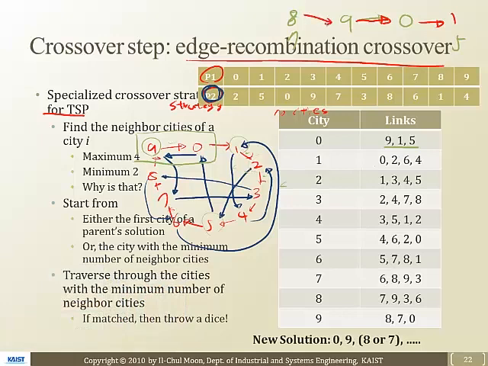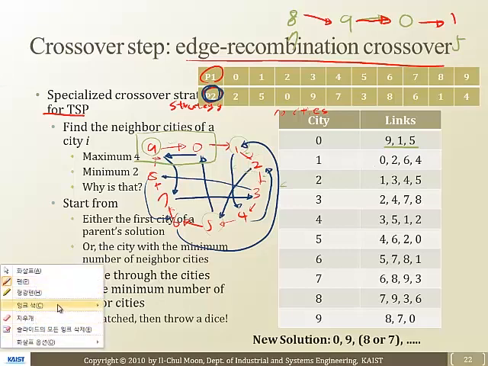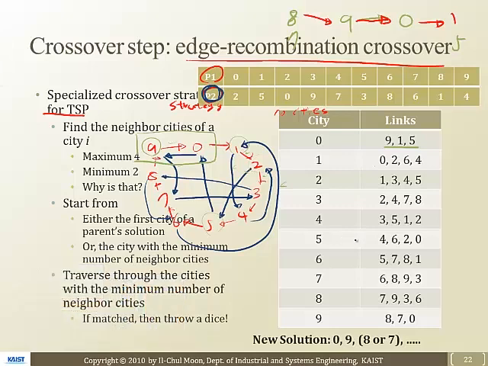So 8, 9, 0, 1. That's from parent 1, and what parent 2 brings in is P2 from 7. From 5, it comes to 0, and from 0 it goes to 9, and from 9 it goes to 7, like this.